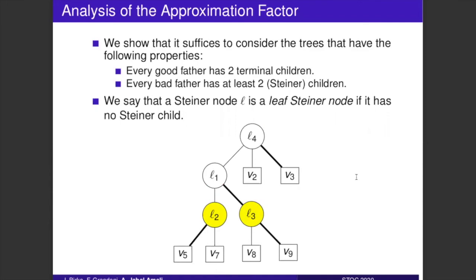We say that the Steiner node L is a leaf Steiner node if it has no Steiner child. So you can see here that the yellow nodes are the set of leaf Steiner nodes. Here you can see that they have exactly two terminal children by the properties above. And the important thing to know about the leaf Steiner nodes is that their cost is either h of 2 if they are good, or at most h hat of 2 if they're bad, which in both cases is a very small value for us.